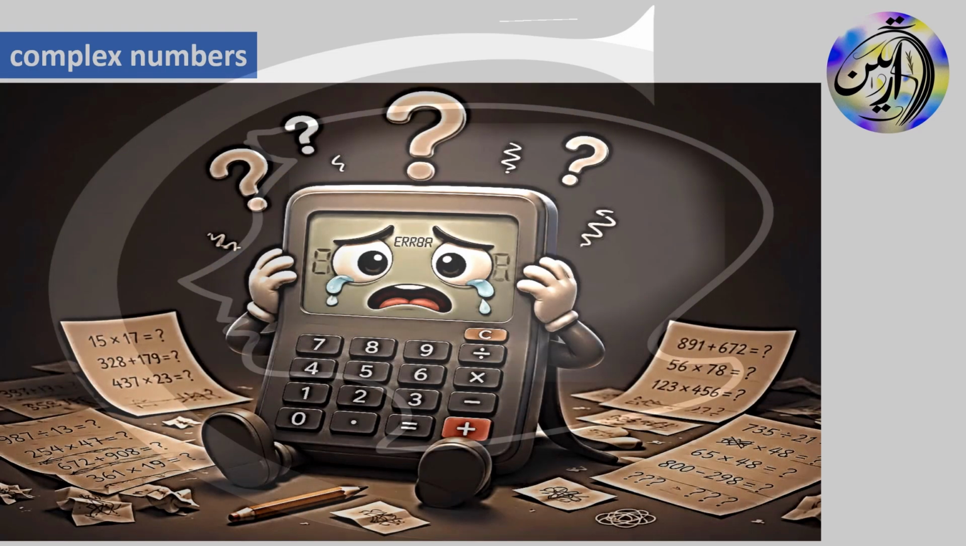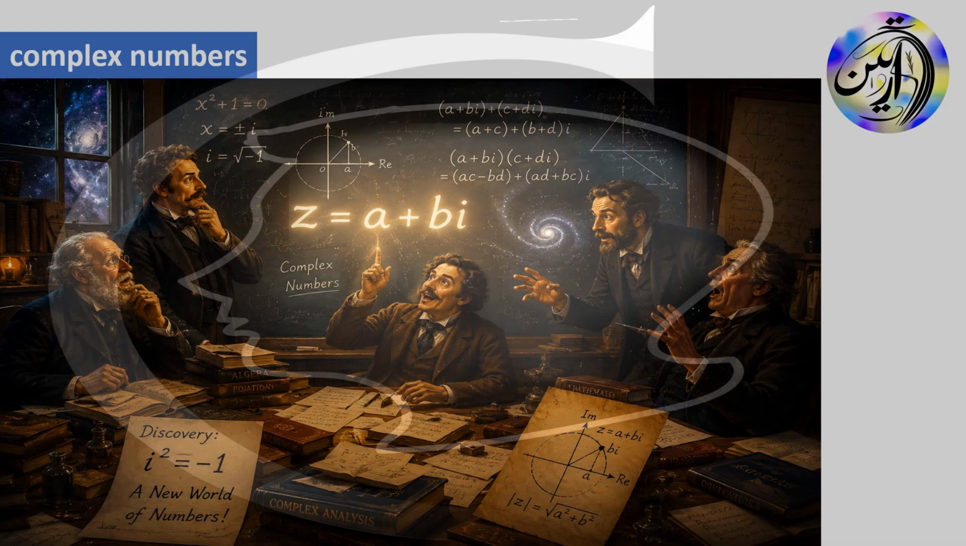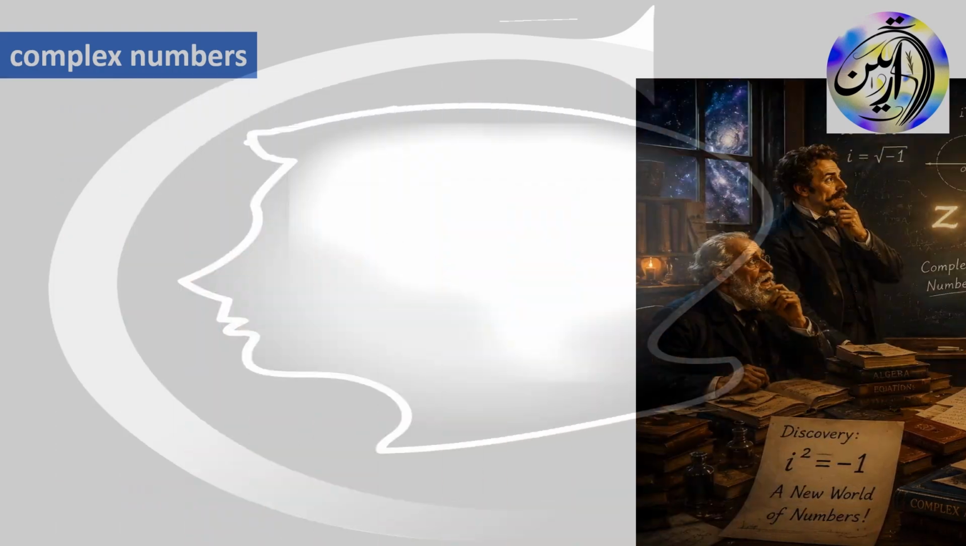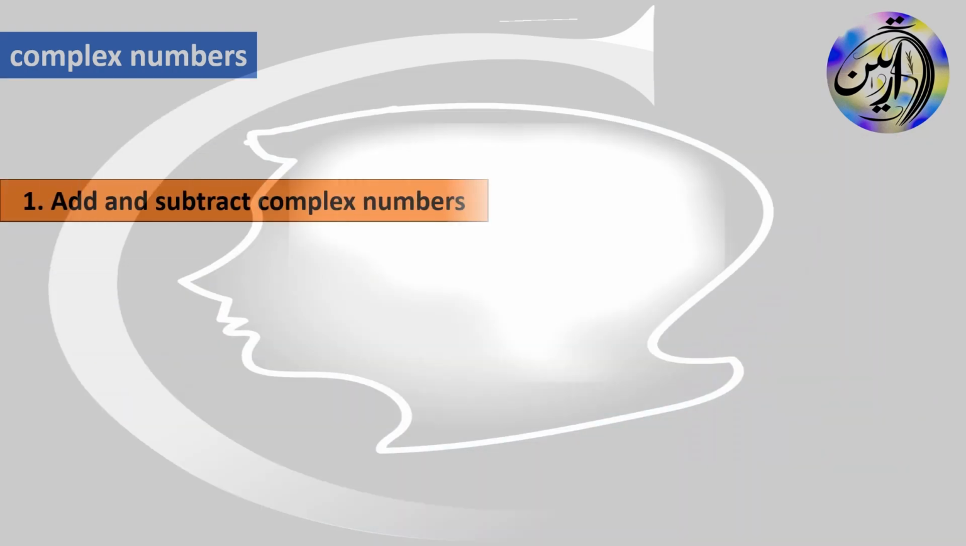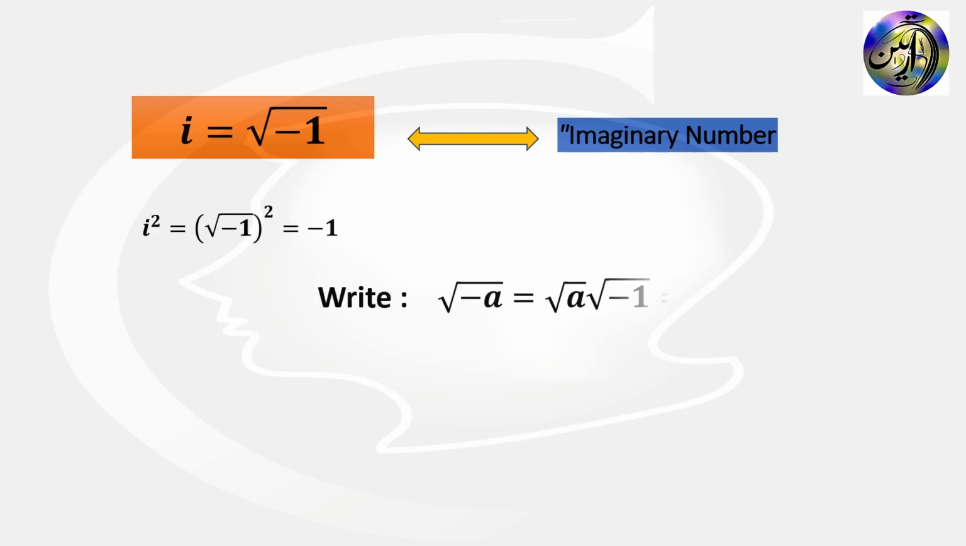What's i? Imagine your calculator saying, "Sorry, I can't do that." That's exactly what happened when I asked for the square root of -1. But mathematicians were like, "Calculator, relax, we got this." So they invented a new symbol. i equals the square root of -1, and that gives us i squared equals -1. That's the only rule you absolutely need to remember.